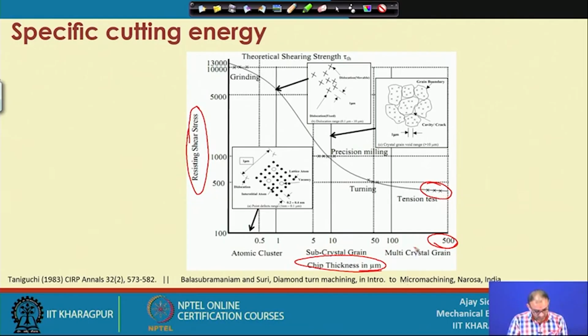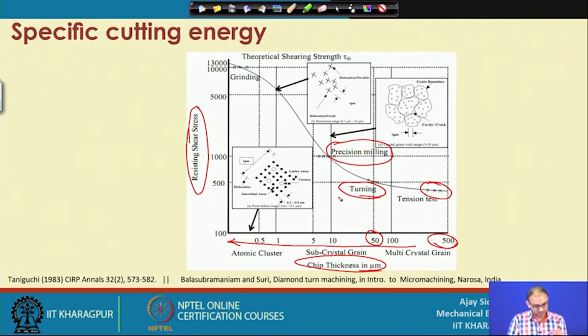and then you can understand how failure occurs. So, if you go downside, if you reduce your uncut chip thickness or the chip thickness, then the next operations come, the turning operation and milling operation, where our chip thickness is about 50 micron or 100 micron or something like that. So, now this is the range. This is the resisting shear stress, that means how much the material will resist when you cut it with a particular uncut chip thickness. Now, if you go down and down to the lower side, then this is called the precision milling operation. That is what we are talking about.